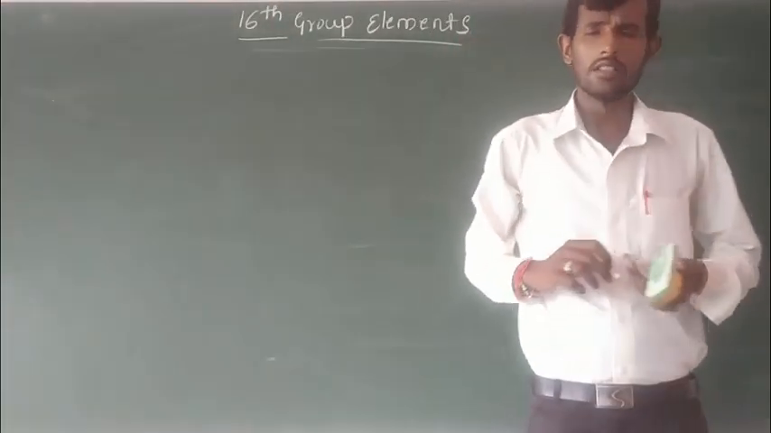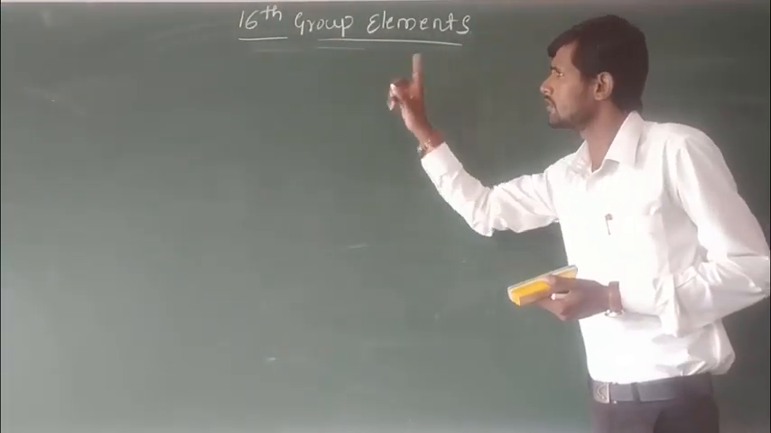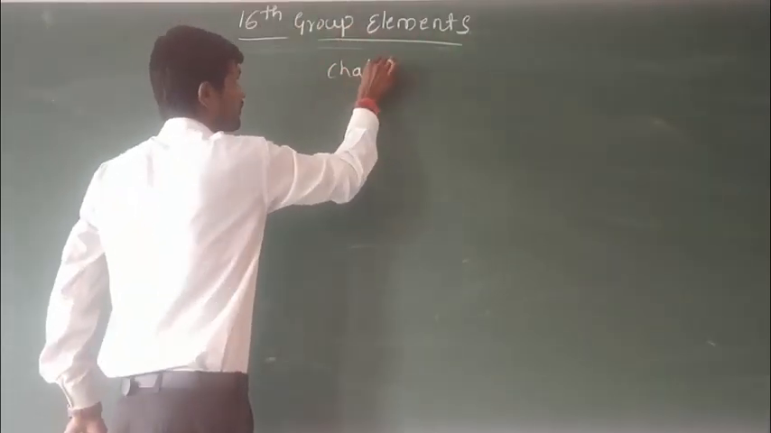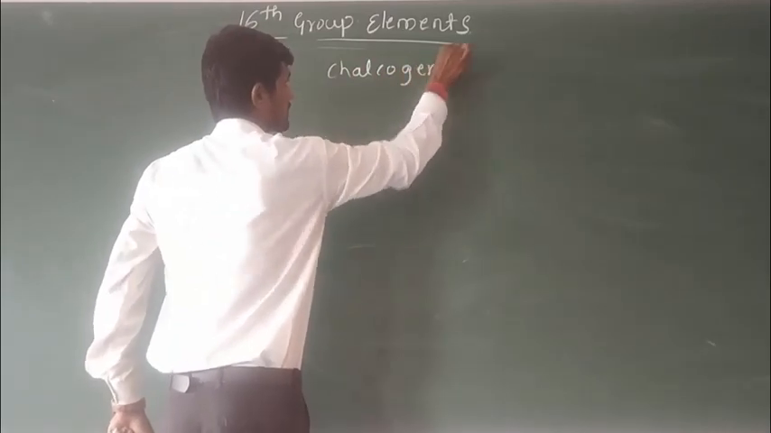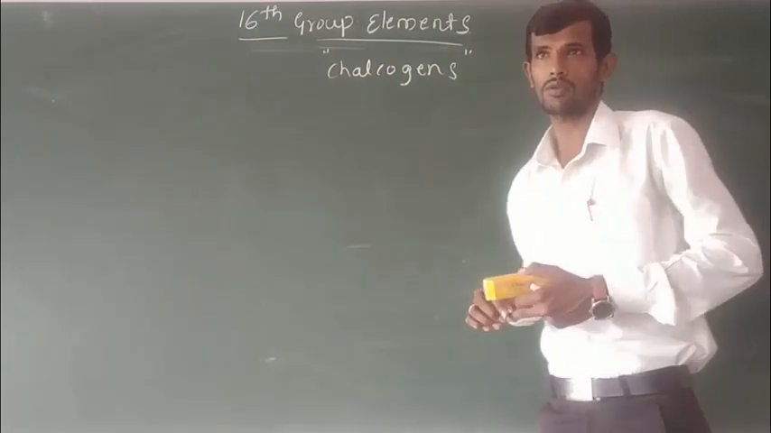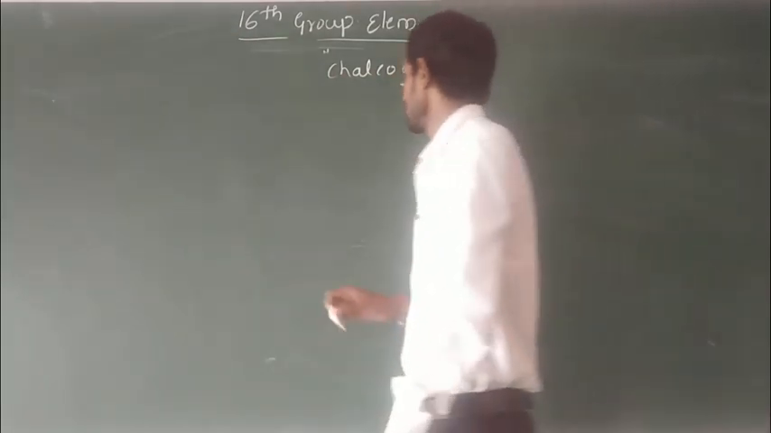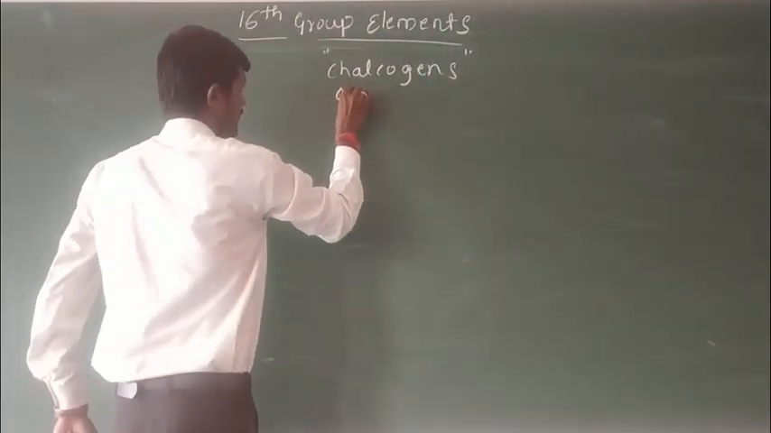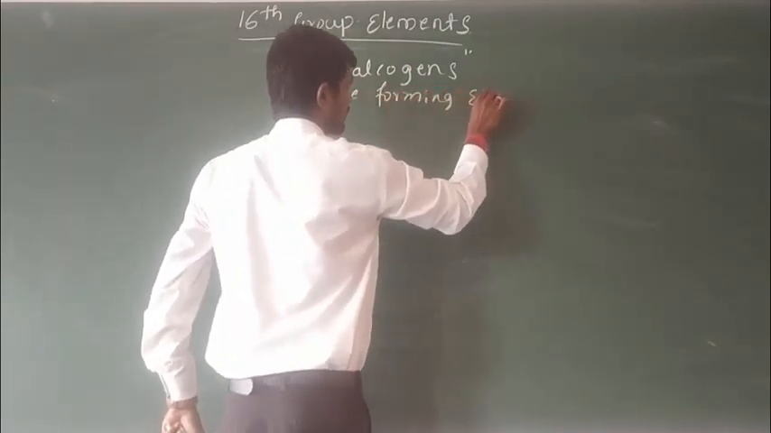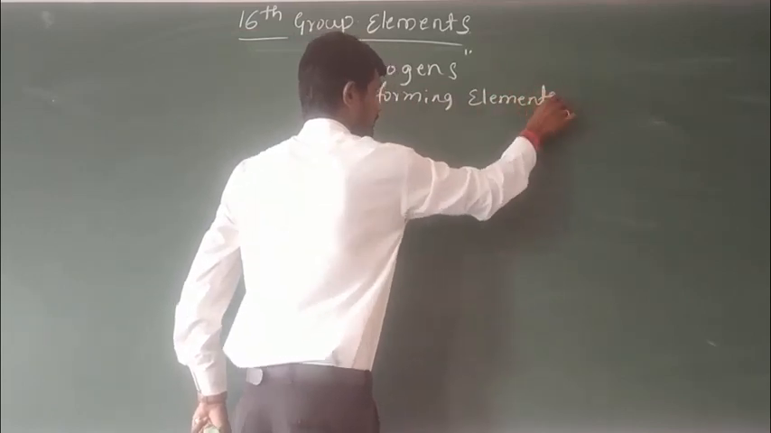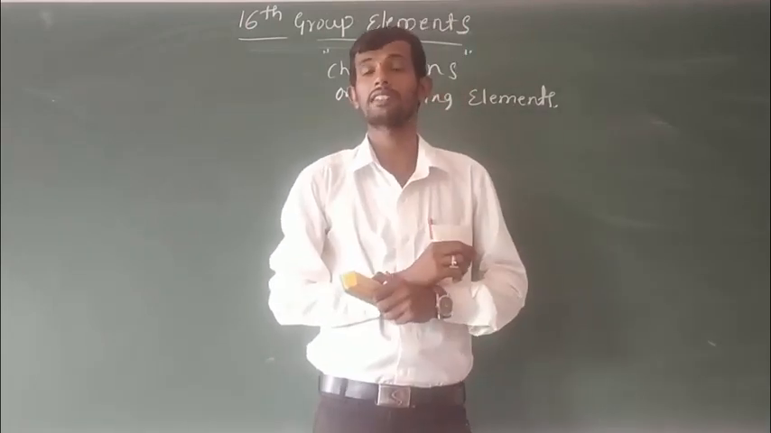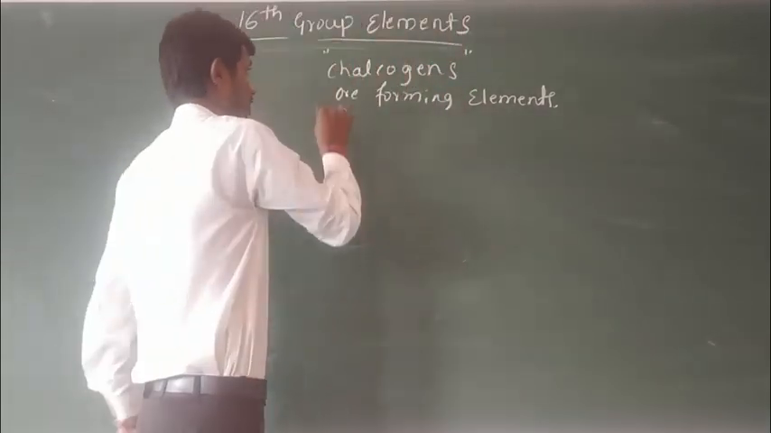Remember students, these 16 group elements are also called chalcogens. Why are these elements also called chalcogens? See here, these are ore forming elements. 16 group elements are ore forming elements, therefore they are also called chalcogens.